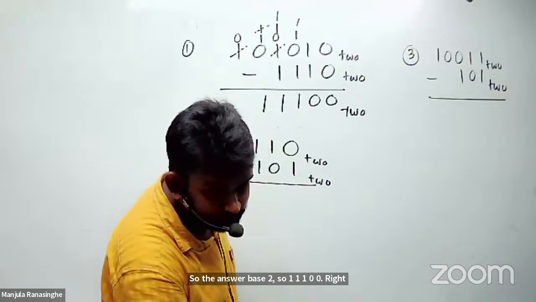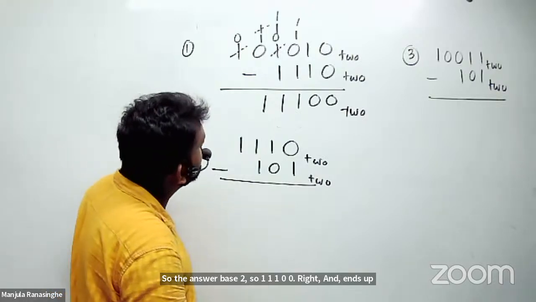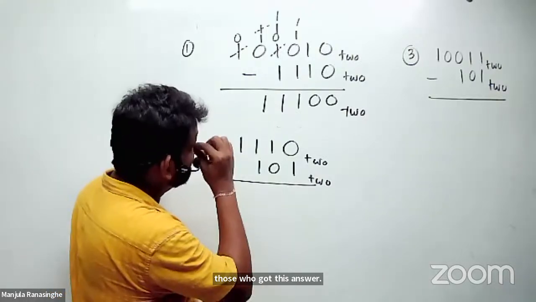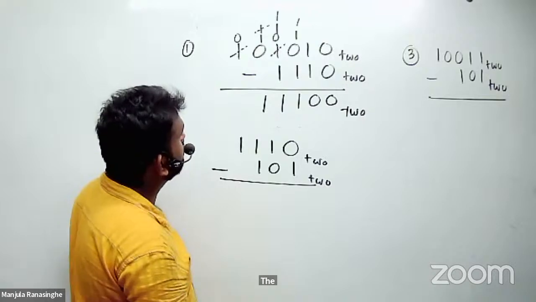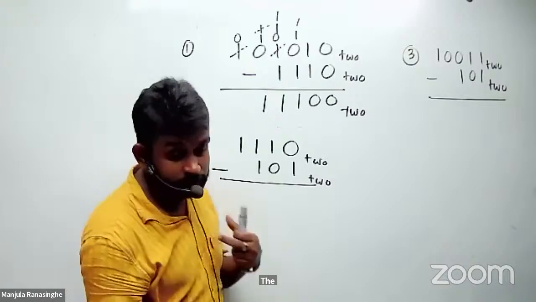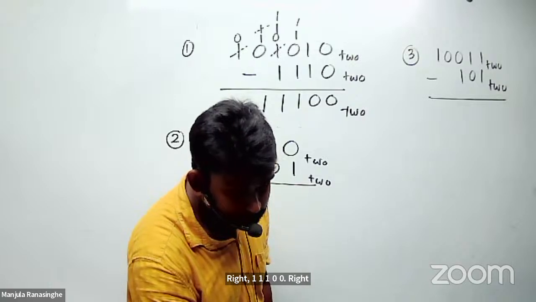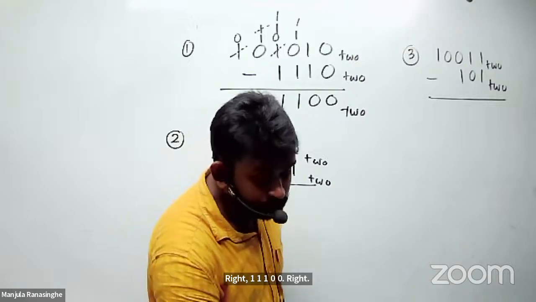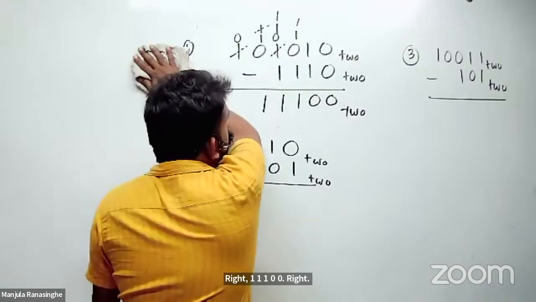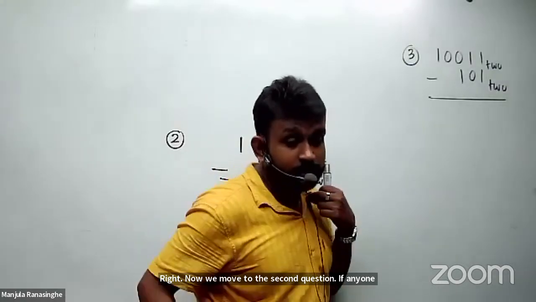Hands up those who got this answer. Did this come? Right. 1, 1, 1, 0, 0. Now we move to the second question. If any doubt or if anyone cannot do it, ask. I will explain again.